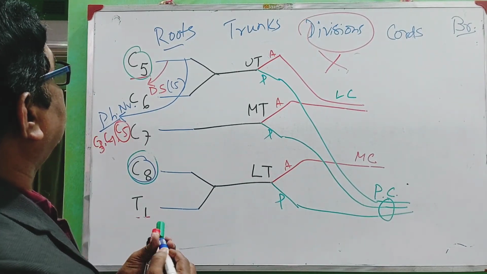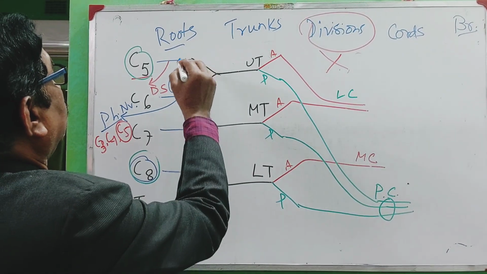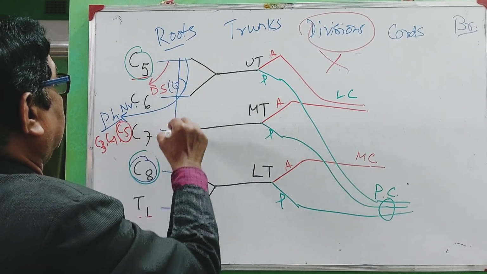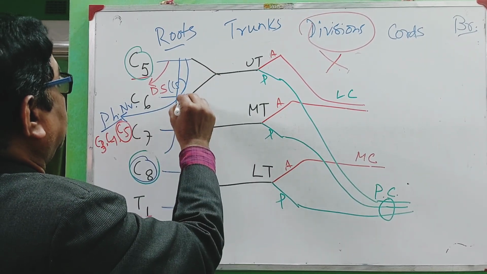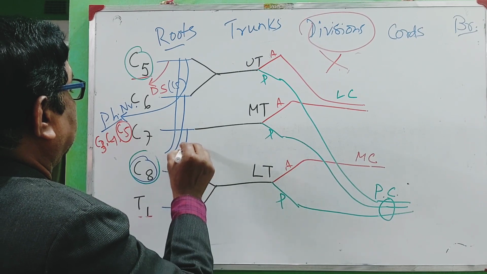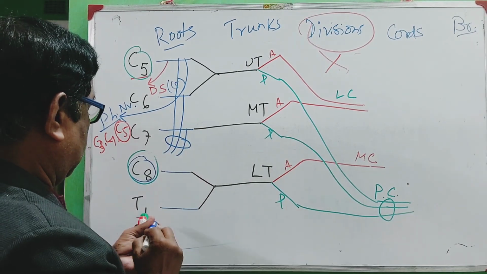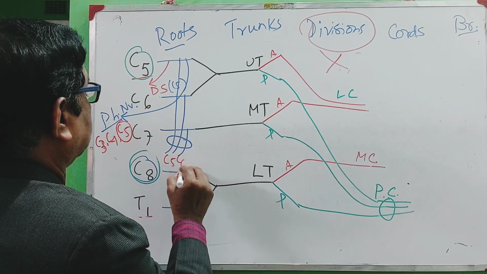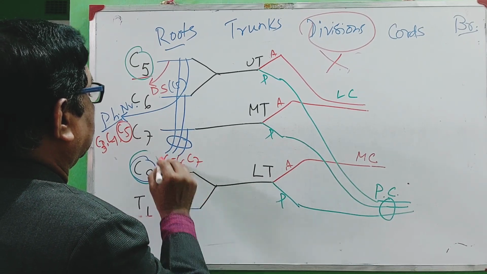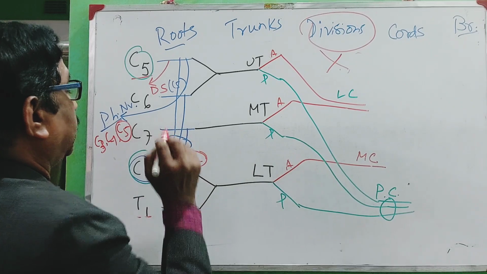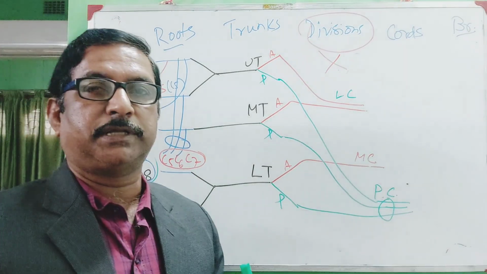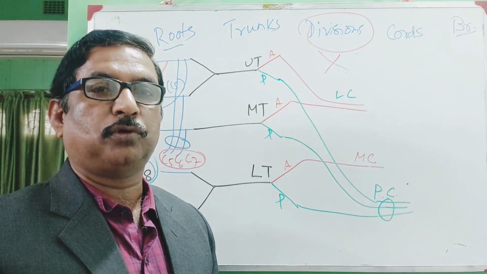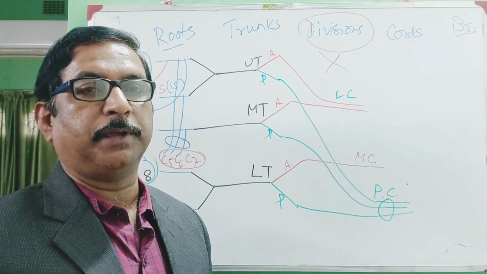Then another nerve from C5, C6 and C7, these three, C5, C6 and C7. This nerve is named as nerve to serratus anterior or long thoracic nerve or nerve of Bell.